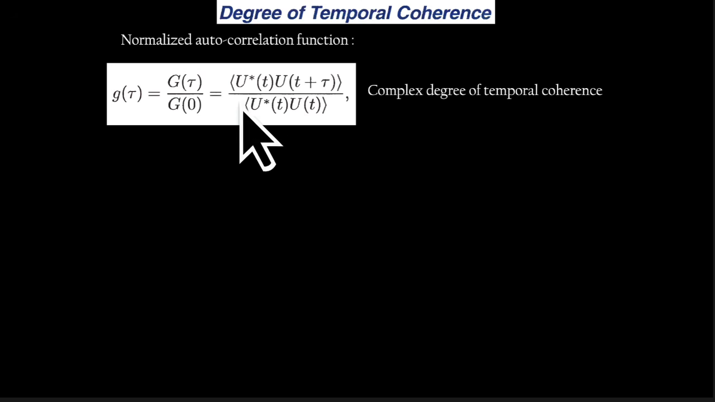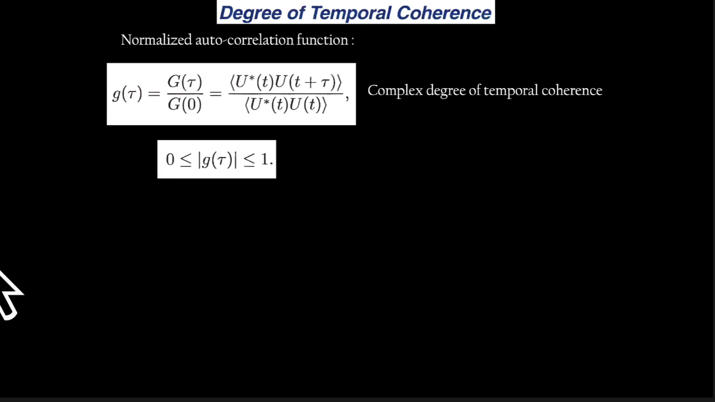What do you mean by 0? Here you can observe that the time goes from t to t plus tau, whereas this is with respect to the same time instance. It's a conjugate, so essentially it is at zero time delay, and this normalizes the temporal coherence function. This normalized autocorrelation function is also called the complex degree of temporal coherence, and the degree of temporal coherence is measured by this particular measure.